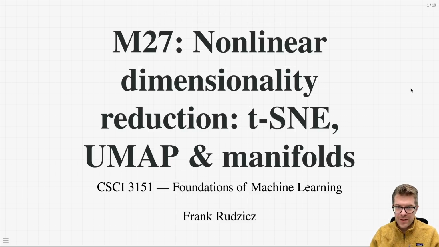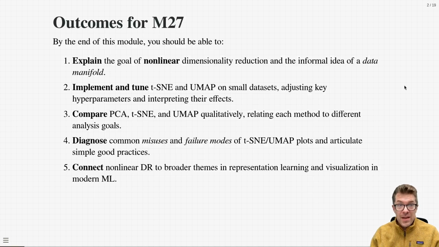Module 27, Nonlinear Dimensionality Reduction, specifically t-SNE, UMAP, and a little bit of manifolds. By the end of this module, you should be able to explain the goal of nonlinear dimensionality reduction and the informal idea of a data manifold. You ought to be able to implement and tune t-SNE and UMAP on small data sets in Python, adjusting key hyperparameters and interpreting their effects.